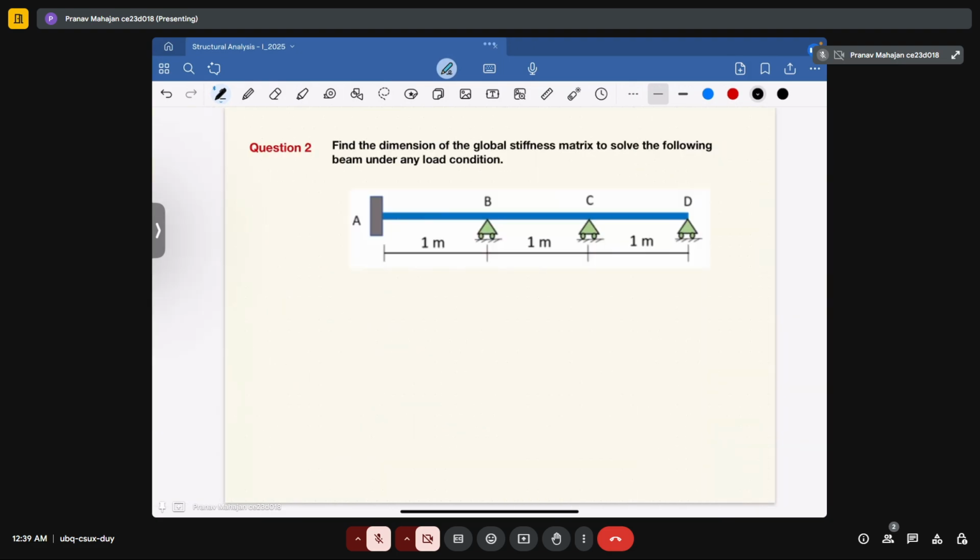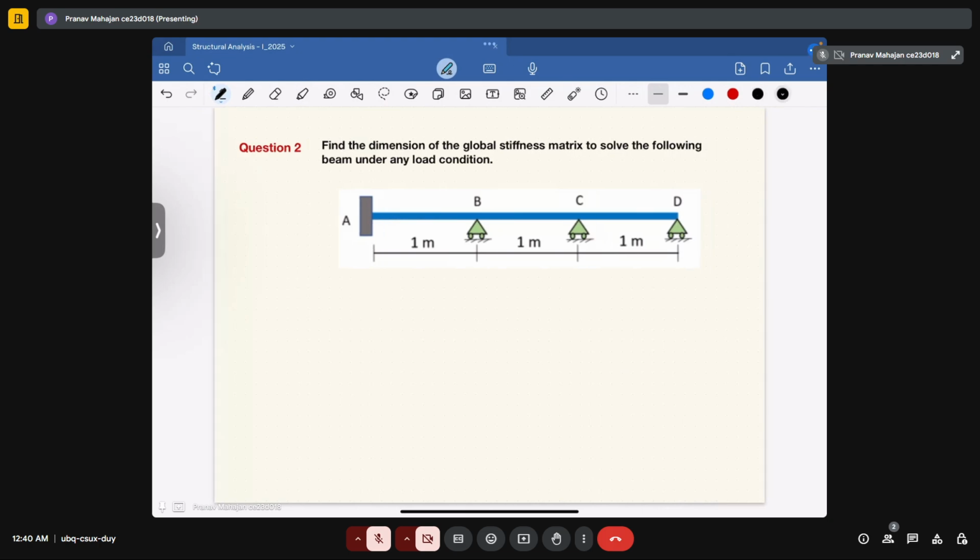So your next question is again, you have to determine the global stiffness matrix to solve the beam under any load condition. Okay, so in this question, loading is not given to you. You have to determine what will be the size of the global stiffness matrix. So as we already know that degree of freedom doesn't depend upon any loading condition, so we can find the degree of freedom for this structure, and then we can say what will be the size of the stiffness matrix.